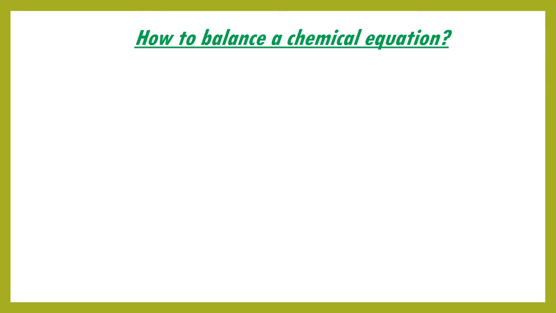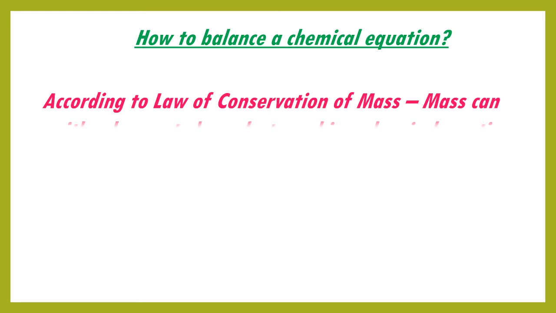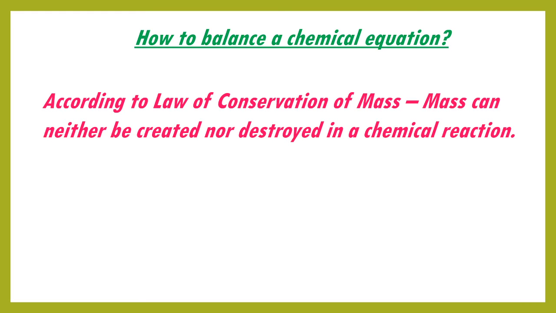Now, the next topic is how to balance a chemical equation. For balancing an equation, you should know about the law of conservation of mass. This law states that mass can neither be created nor destroyed in a chemical reaction. So, the number of elements or atoms involved in a chemical reaction should remain the same at the reactant and product side.